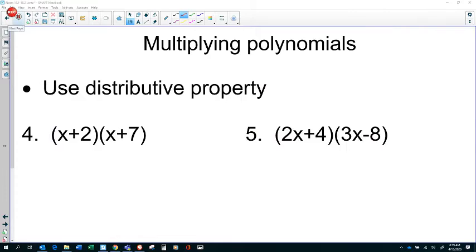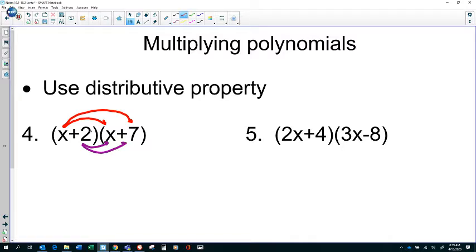Now we're going to multiply 2 polynomials together. First, we're going to use the distributive property like we did the first time. So I'm going to take this x and multiply it times that x. Then I'm going to take this x and multiply it to that 7. Then, next, I'm going to multiply this 2 to this x, and then distribute this 2 to that 7. There's several ways to do this. We're going to start with the distributive property first.